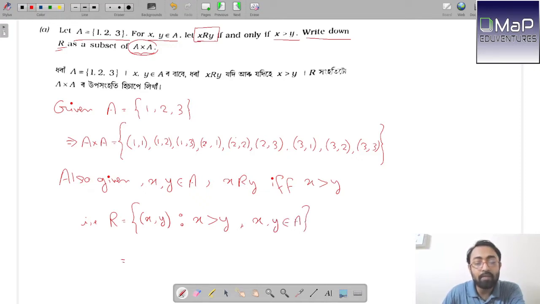First, we have written the A cross A set. From it we can pick the pairs which satisfy this inequality. So x has to be greater than y. So think about it: where the first element is 1, none can come, because it will be less than, and equal is also not possible.